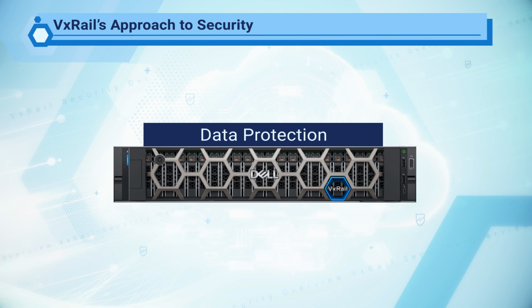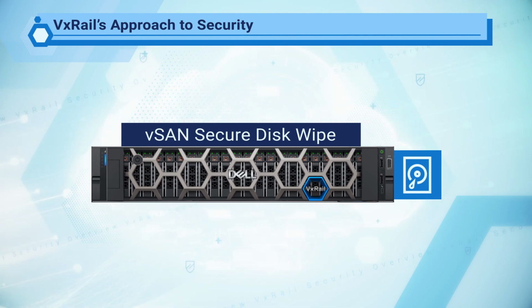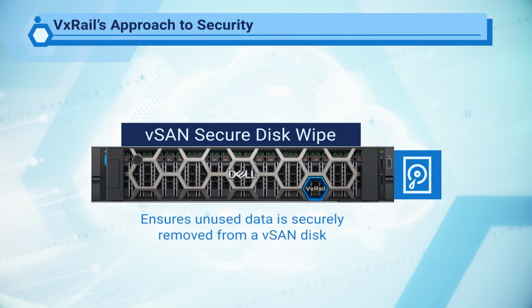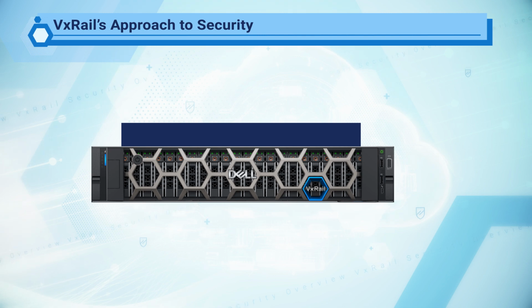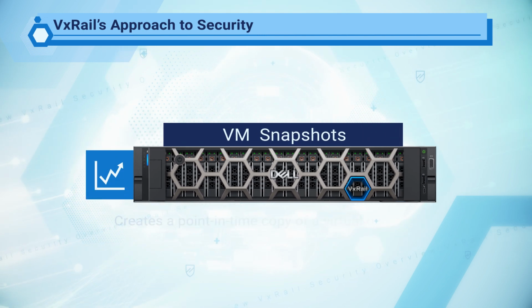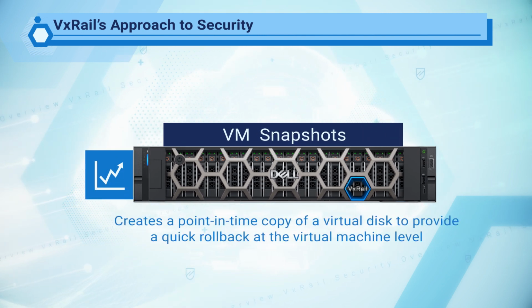VxRail data protection also includes vSAN Secure Disk Wipe, a feature that ensures that unused data is securely removed from a vSAN disk. VxRail protection also includes VM snapshots, which create a point-in-time copy of a virtual disk to provide a quick rollback at the virtual machine level.